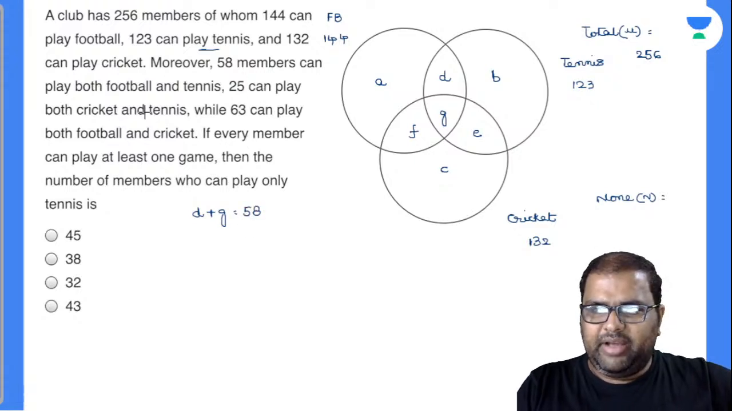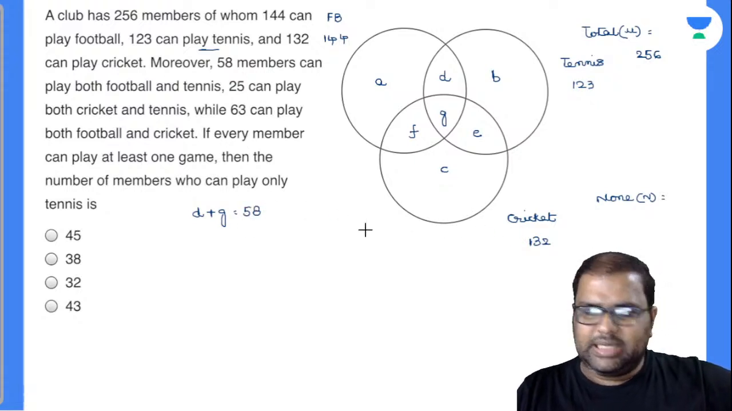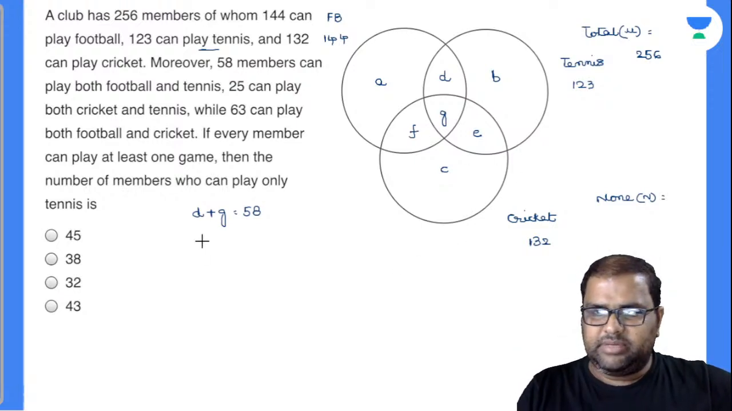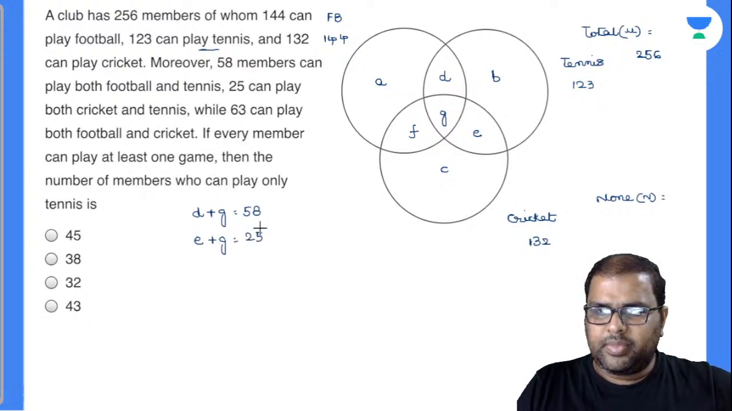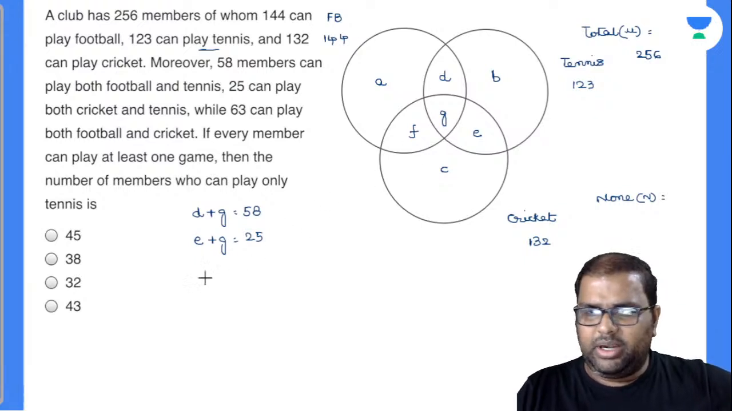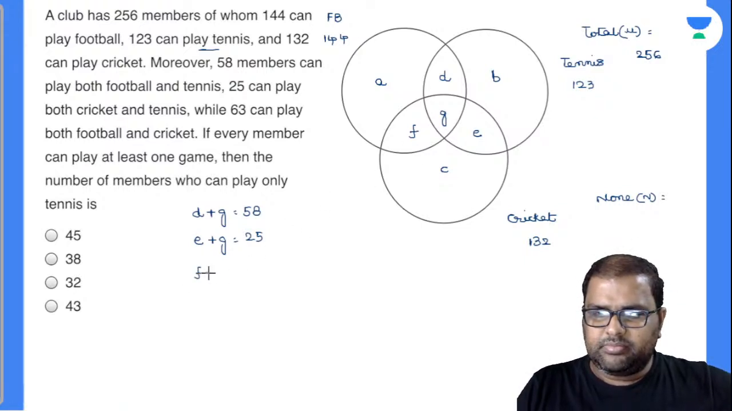And 25 can play both cricket and tennis, right? Again, it is not given only cricket and tennis. Cricket and tennis, so E plus G value is given as 25. Now, 63 can play football and cricket, F plus G. F plus G is equal to 63.